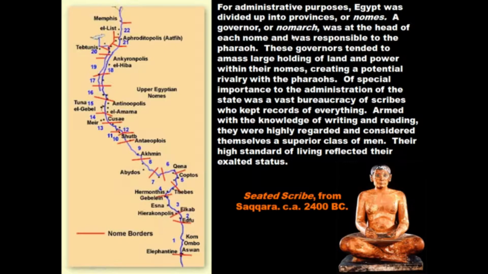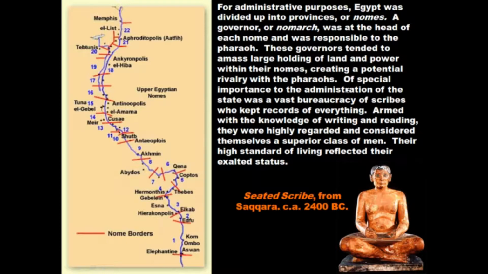A governor, or nomarch, was at the head of each nome, and was responsible to the pharaoh. These governors tended to amass large holdings of land and power within their nomes, creating a potential rivalry with the pharaohs.